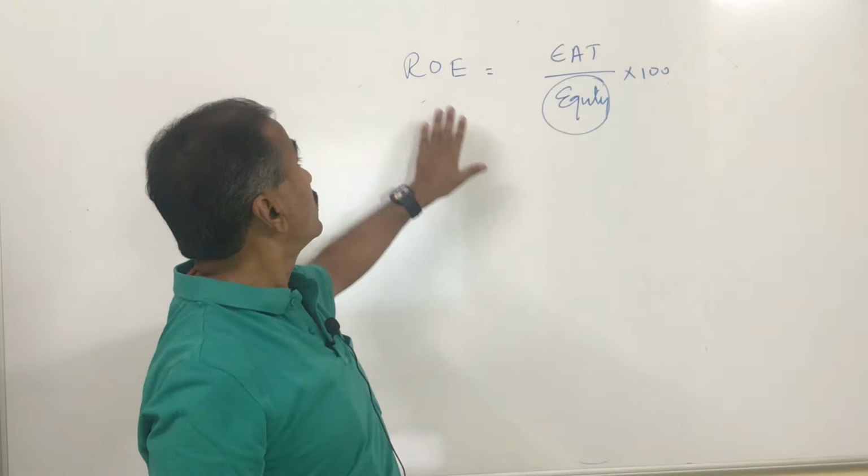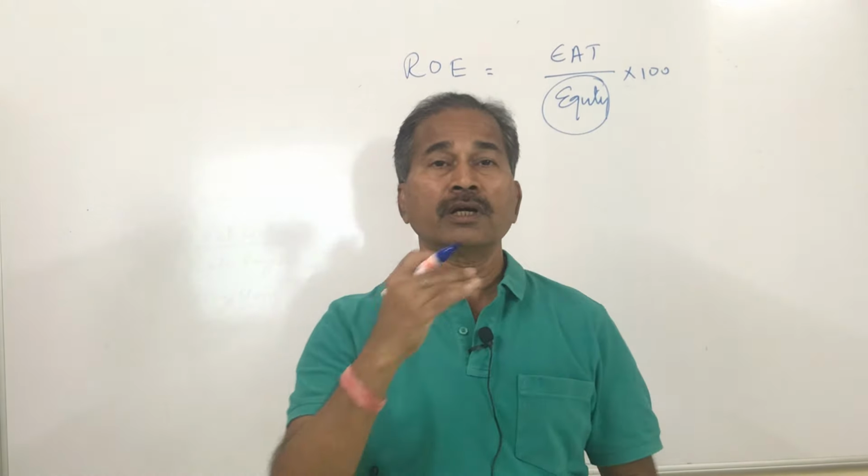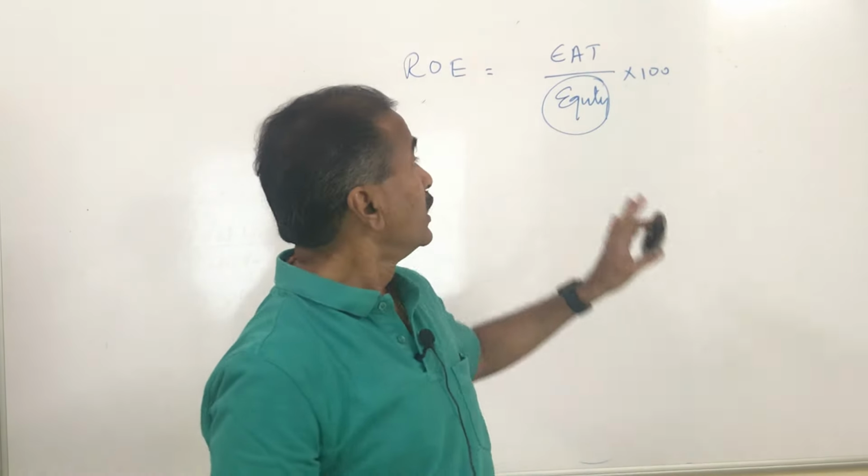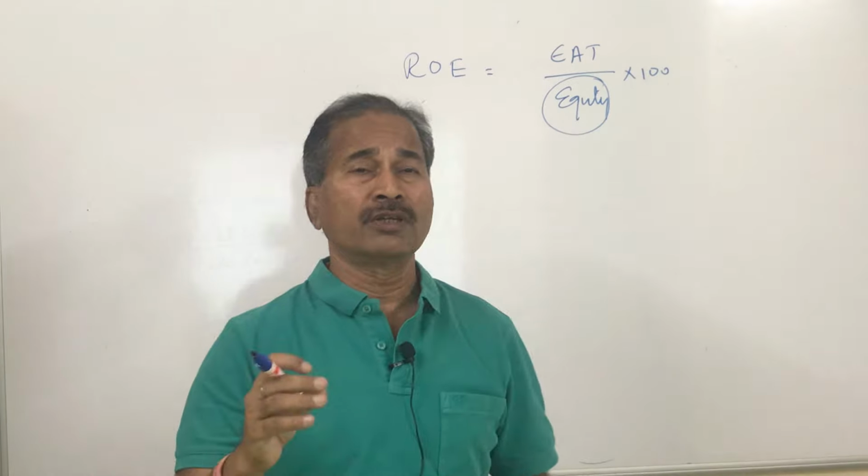So how do we calculate return on equity? Return on equity will be earning after tax divided by the amount of equity into 100, and this will give us the ratio of return on equity.